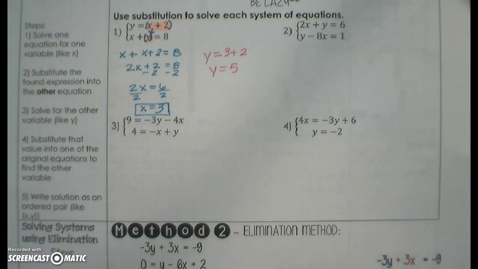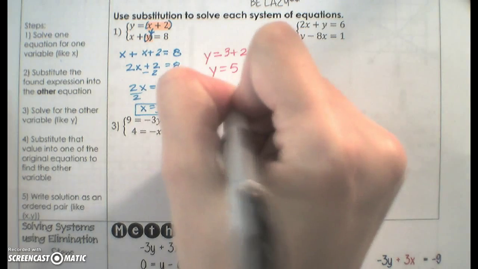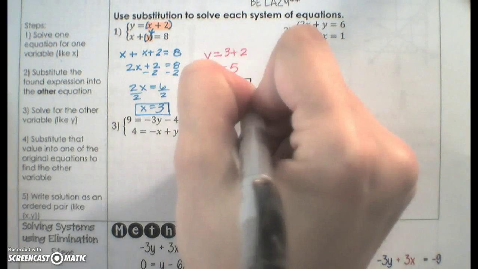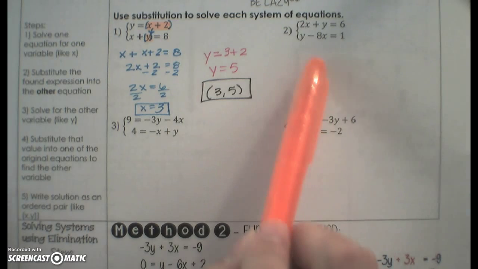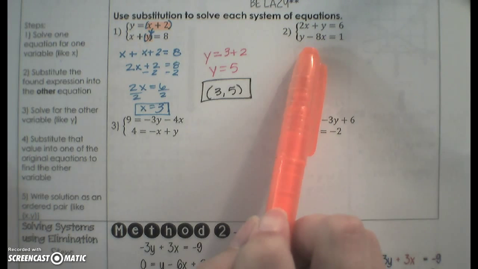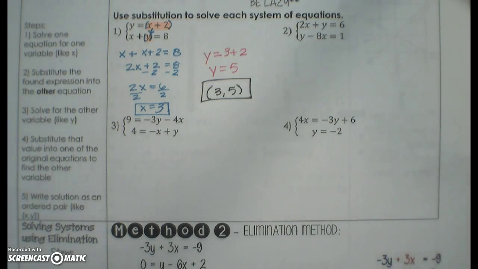Now we write our final answer as an ordered pair, like x comma y. So x comes first, then y, with parentheses around them. Now you're done. So that wasn't too bad. What if we have like number 2, where it's not set up to have y equals or x equals something? Well, we can make it that way, can't we?